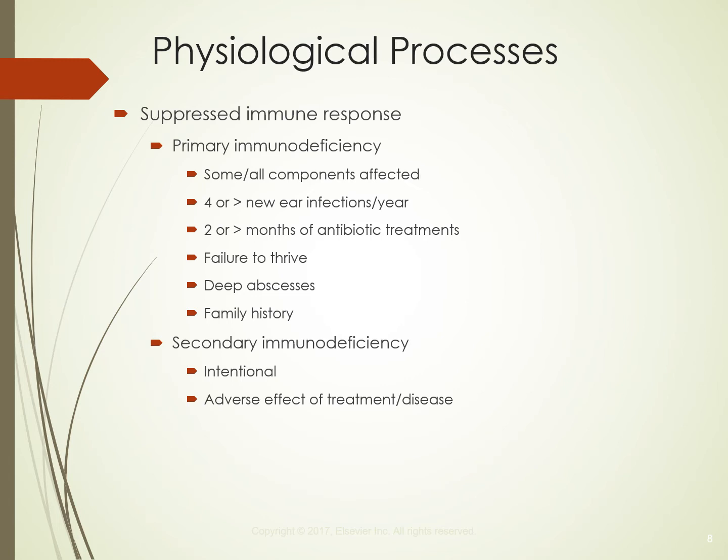The 10 warning signs include the following: 4 or more new ear infections within 1 year, 2 or more serious sinus infections within 1 year, 2 or more months of taking antibiotics with little effect, 2 or more pneumonias within 1 year, failure of an infant to gain weight or grow normally, recurrent deep skin or organ abscesses, persistent thrush in the mouth or fungal infection on skin, the need for intravenous antibiotics to clear infections, 2 or more deep-seated infections including septicemia, and a family history of primary immunodeficiency.